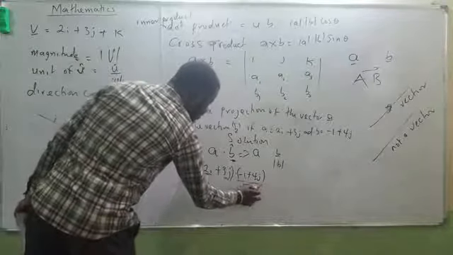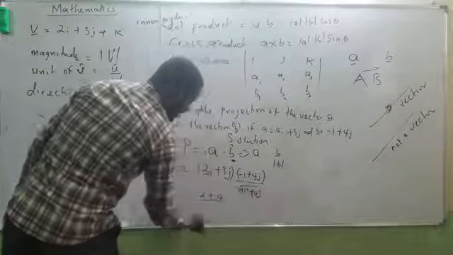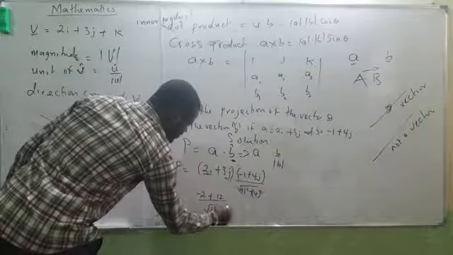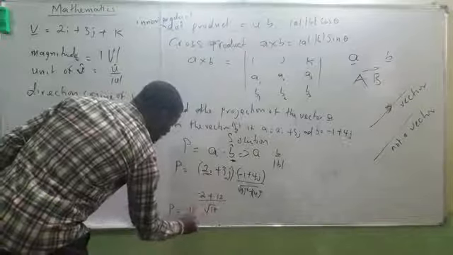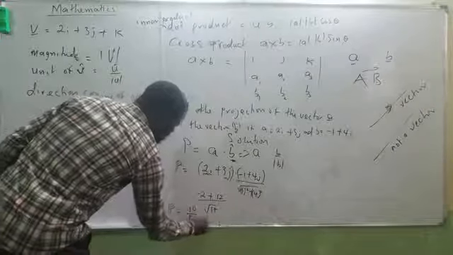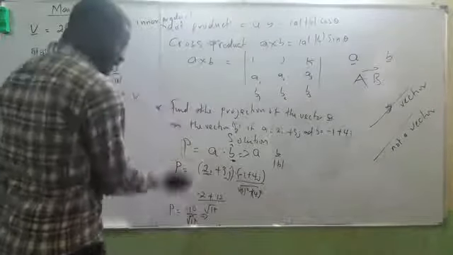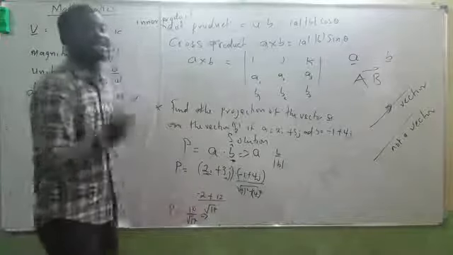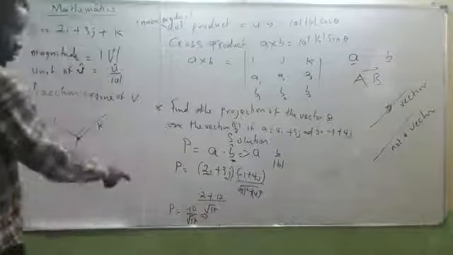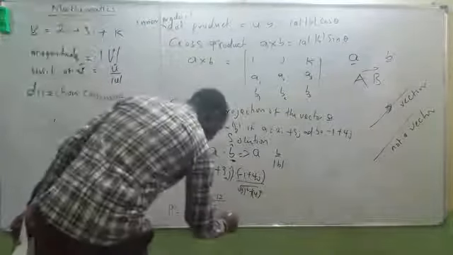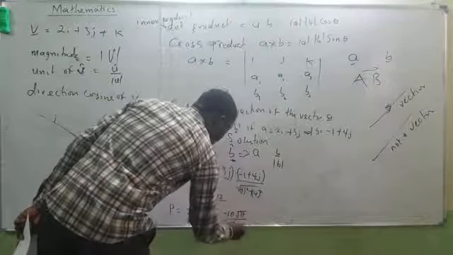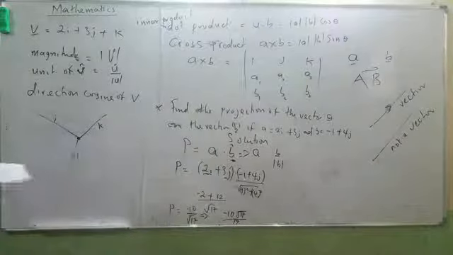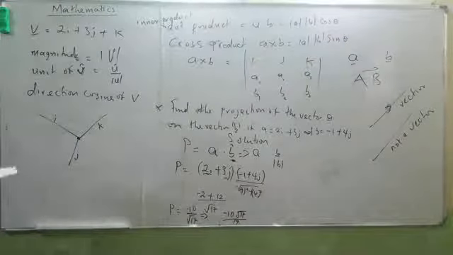Sorry for the mistake. That will be root of what? 17. So my answer, my P, will be equal to 10 over root 17. I can't leave my answer like this in mathematics. It's very wrong. I can rationalize by having 10 root 17 divided by 17. I just rationalize it by so doing. That is very, very important.